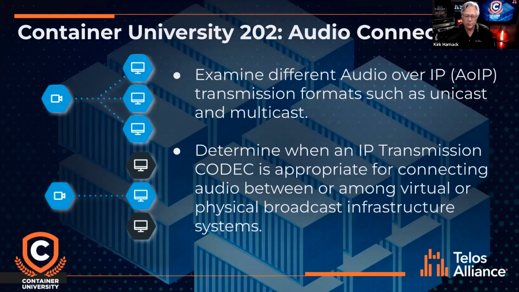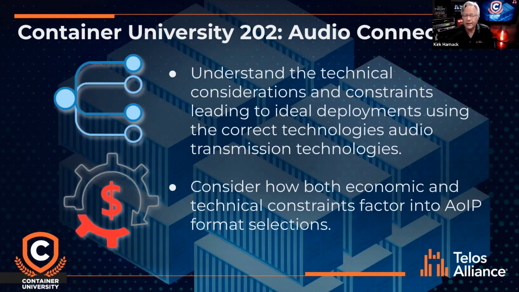In this presentation, we're going to examine different audio over IP, or AoIP, transmission formats, such as Unicast and Multicast. We're going to determine when an IP transmission codec is appropriate for connecting audio between or among virtual or physical broadcast infrastructure systems. We're also going to try to understand the technical considerations and constraints leading to ideal deployments using the correct technologies. And we'll consider how both economic and technical constraints factor into AoIP format selections.